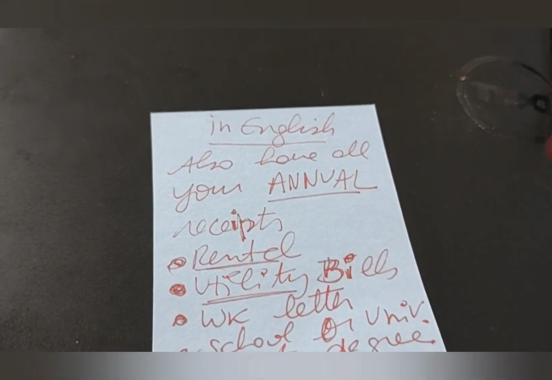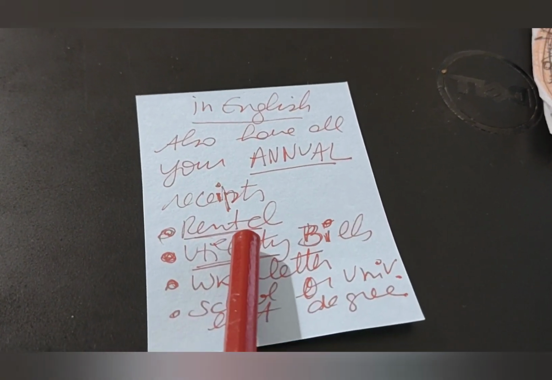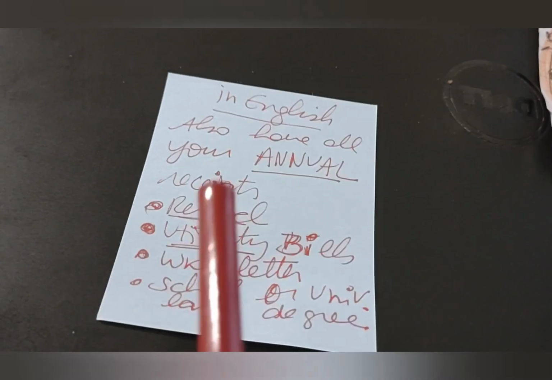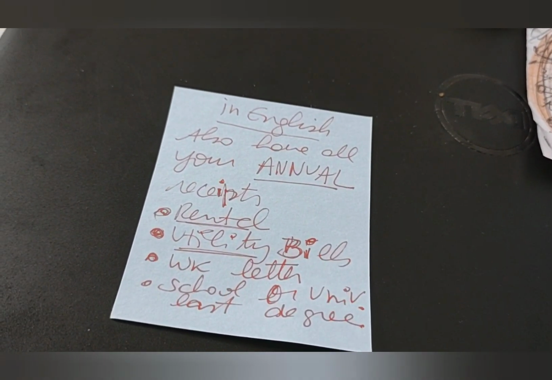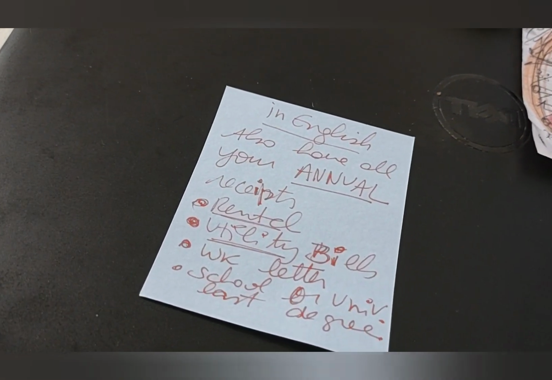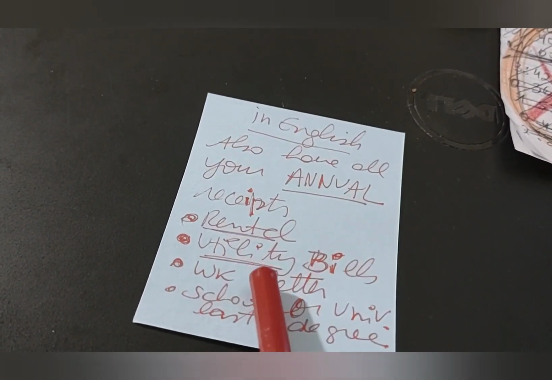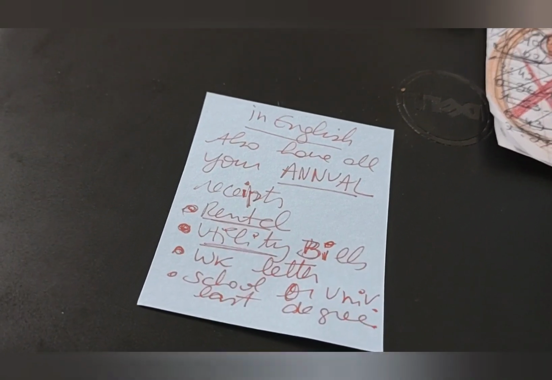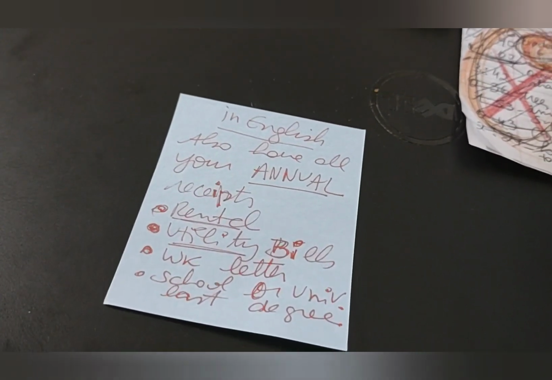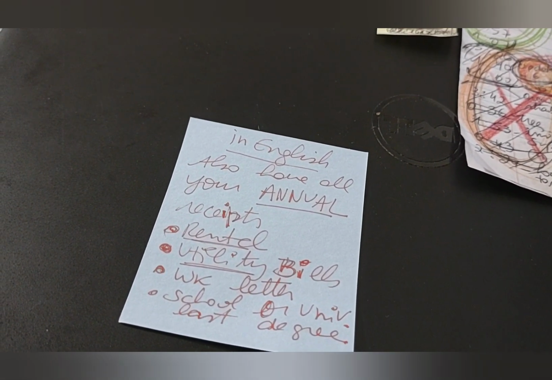Here it is. In English, also have all your annual receipts. Which ones? Rental, as many as possible, up to 10 years. As many as possible, or mortgage or deeds. Try to have everything in English as soon as possible. Utility bills. Which ones you use in your city? Just try your best for the last 10 years.